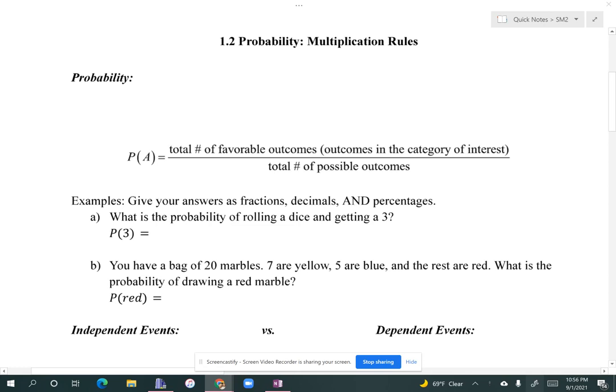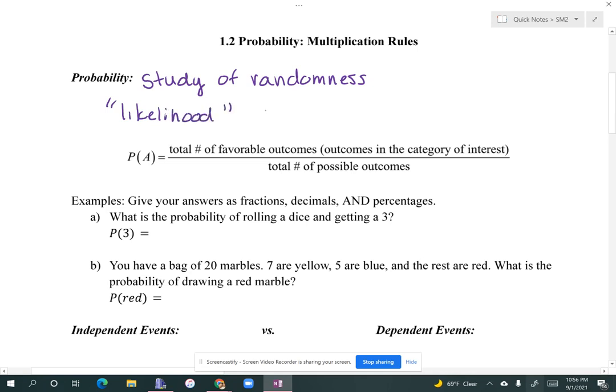And technically, or the official definition of probability is the study of randomness. But more likely, you'll hear words like likelihood or the chance of something happening, of an event happening. Okay.